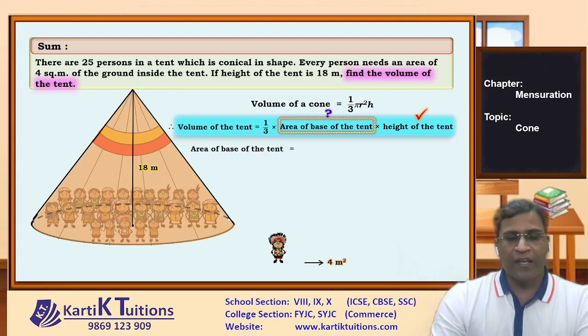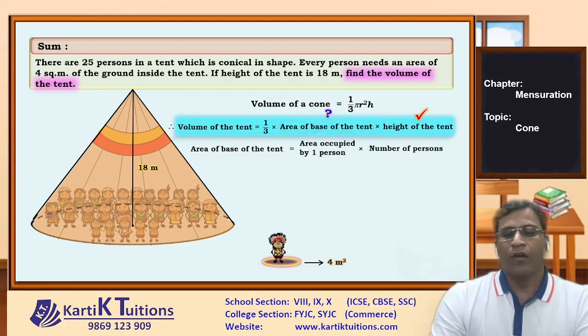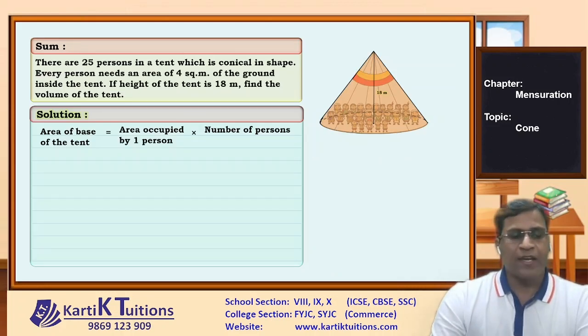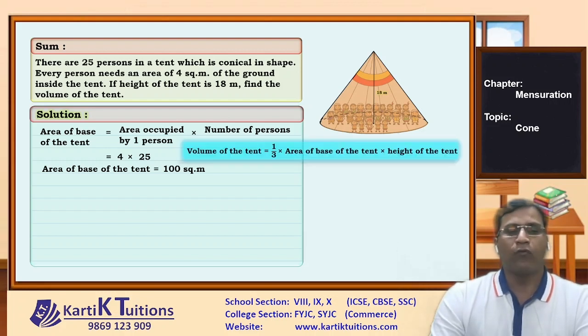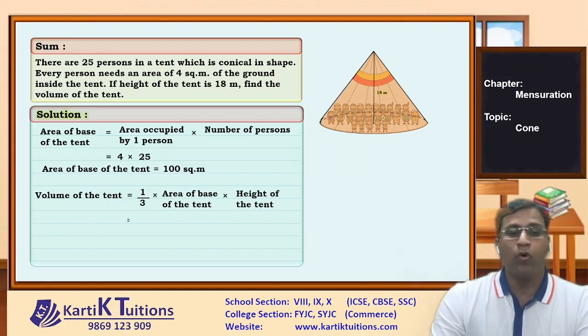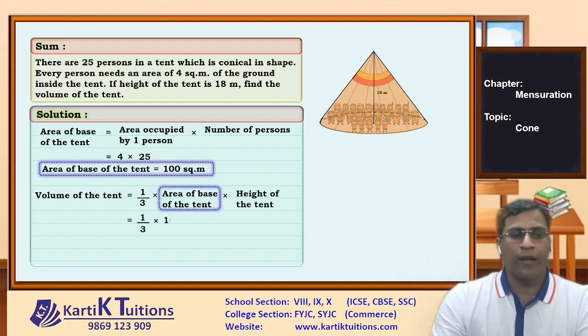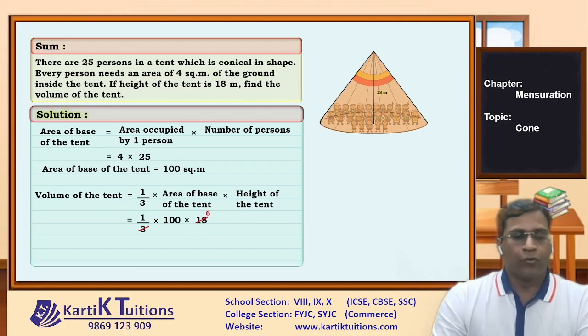Basically it is area required by each person into number of persons. So here when we say area required by each person, how much it is? 4. So 4 into how many persons are there? 25. So 4 into 25 will give us what? 100 meter square. Now to get the volume of a tent, it will become 1/3 into 100 into height. So 1/3 into 100 into height, that is 18. 3 ones are 3, 3 sixes are 18. So 100 into 6 we get as 600 meter cube. So the volume of the tent is 600 meter cube.